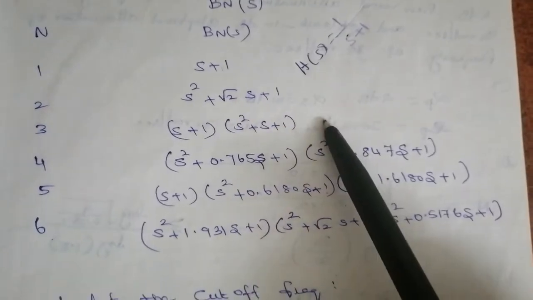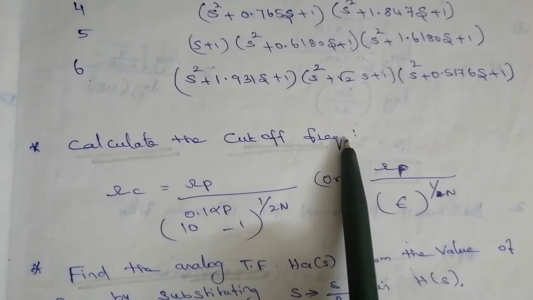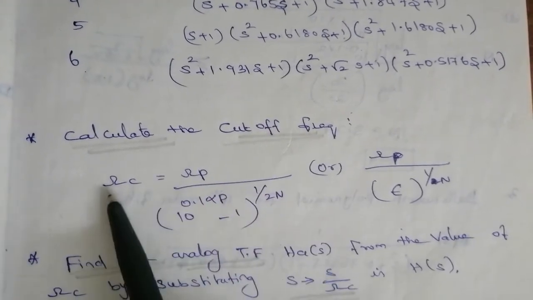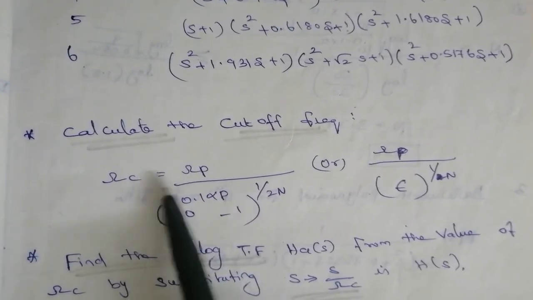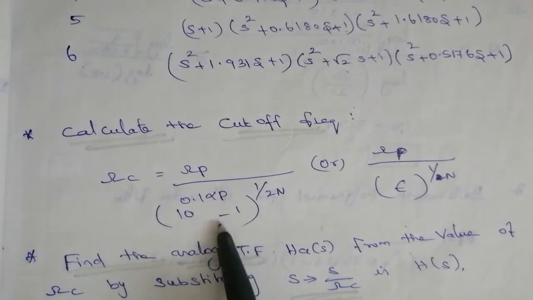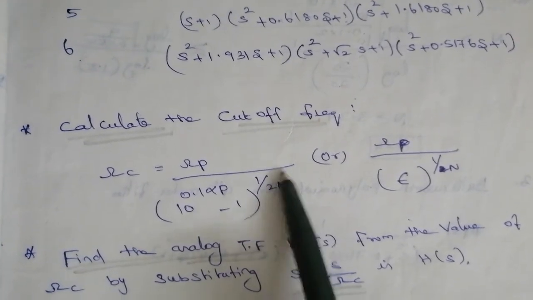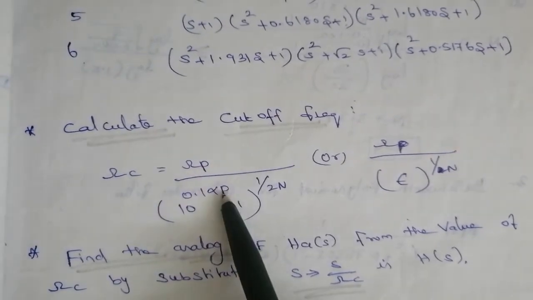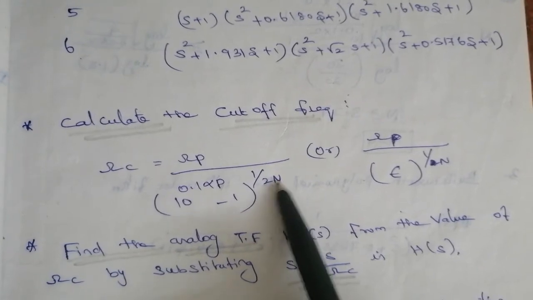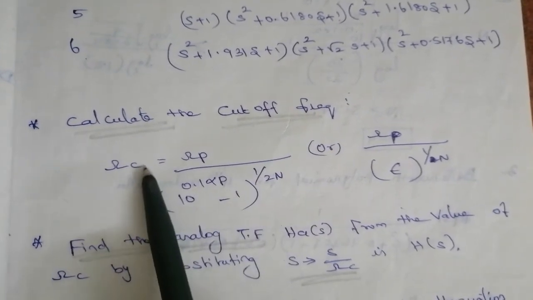So this is the fourth step. Then the fifth step, calculate the cutoff frequency. The formula for cutoff frequency is sigma c equal to sigma p divided by (10 to the power of 0.1 alpha p minus 1) to the power of 1 divided by 2N. So we already know the value of sigma p, alpha p, and also we have the capital N, that is the order of the filter. So directly substitute and get the cutoff frequency.